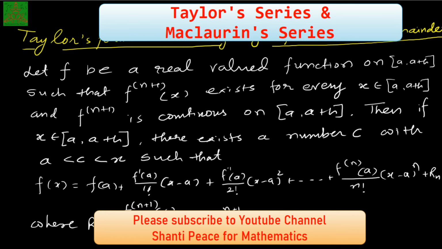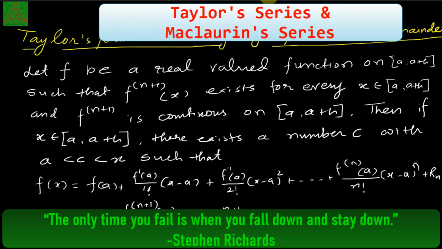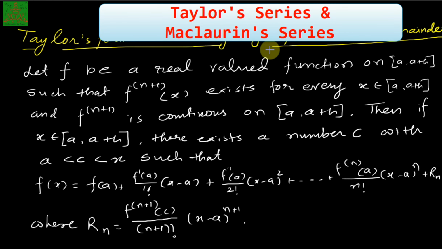Shanti-Peace for Mathematics. In this lecture, we are going to discuss Taylor's theorem and Taylor's series. This theorem is known as Taylor's formula with Lagrange form of remainder, which tells you that if you have a function f which is real valued in the interval a to a plus h, such that its n plus 1th derivative exists for every x and is continuous in that interval a to a plus h for all n.